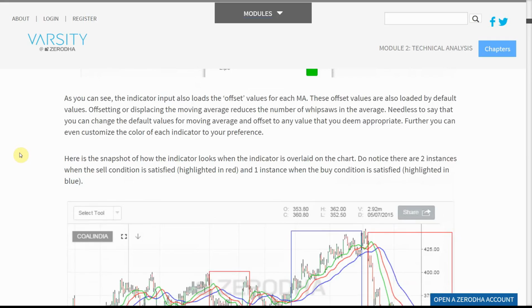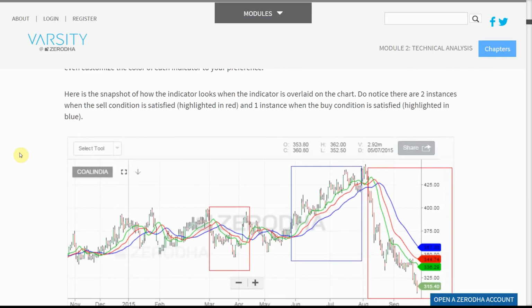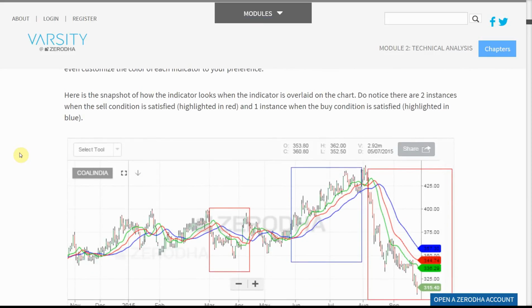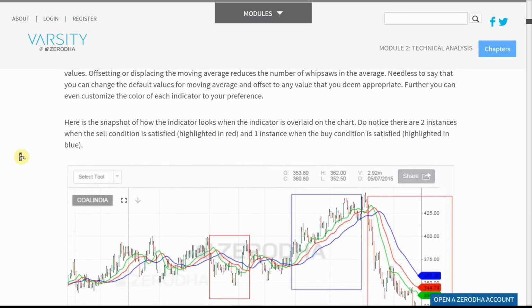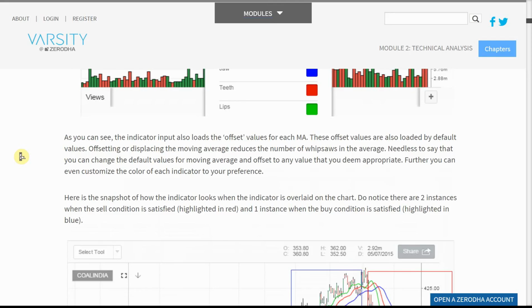Offsetting or displacing the moving average reduces the number of whipsaws in the average. Needless to say, you can change the default values for moving average and offset to any value that you deem appropriate. Further, you can even customize the color of each indicator to your preference.